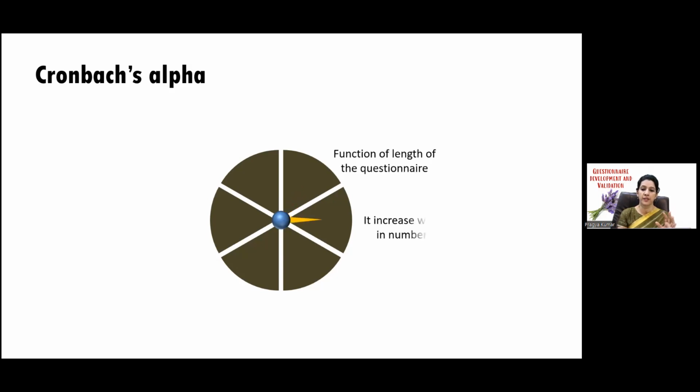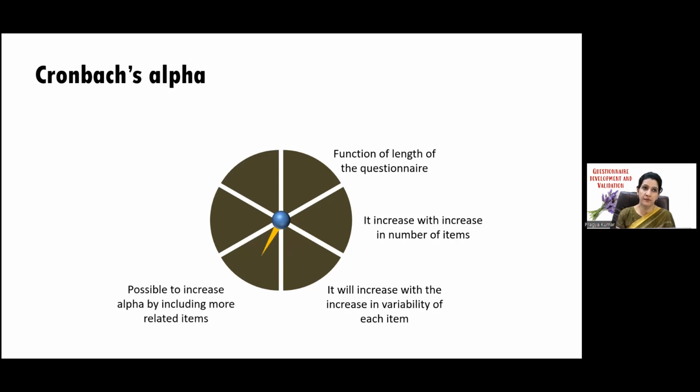Again, I said that the value of alpha is proportional to the number of items. Obviously, it is not linear, because it increases very rapidly. If you increase the number of items from 2 to 10, it increases, and it increases again from 10 to 30. But after 40, there is a plateau. So it is a function of the length of the questionnaire, and it will increase with the increased variability of each item. If there is an item which is very variable, then this will increase.